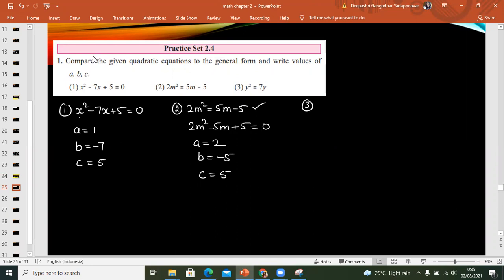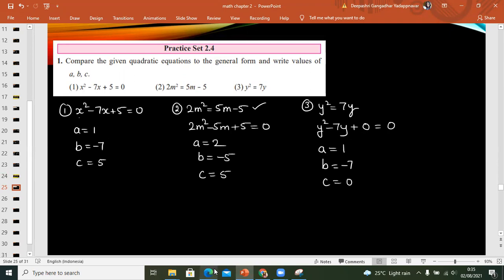The third one is y square equals 7y. So we will bring this 7y to the left, it will become negative 7y plus the C value 0 equals 0. According to this, the A value is 1, the B value is negative 7 and the C value is 0. For 0, we don't write a plus or negative sign. 0 is 0 only. Okay. So this is how you should write the A, B and C values.